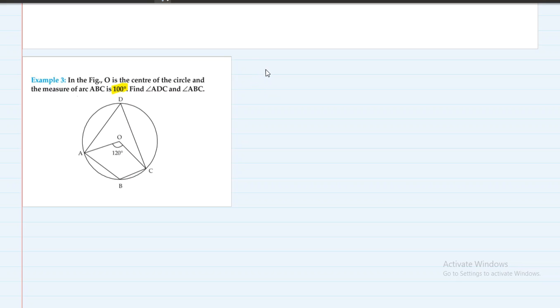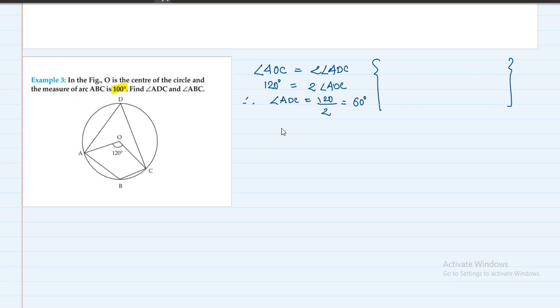लेट्स सी. देखो, angle AOC is 2 times angle ADC. What is the reason? Angle subtended by an arc at the center is double the angle subtended by the same arc at the remaining part of the circle. AOC कितना है? 120 degree is 2 times angle ADC. So angle ADC is 120 by 2, which is 60 degree.